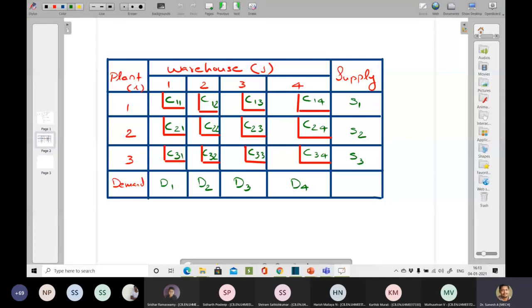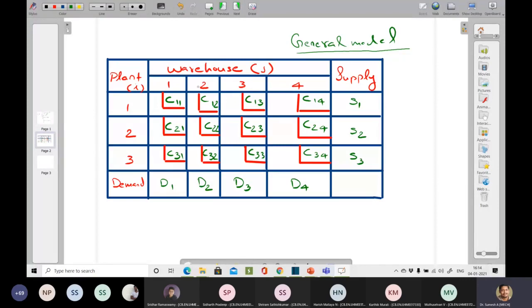Okay, so you can see this is how the transportation cost table normally looks. This is a general model for your transportation problem. You can see from this table there are three plants: plant 1, plant 2, and plant 3. And there are 4 warehouses: warehouse 1, warehouse 2, warehouse 3, and warehouse 4.